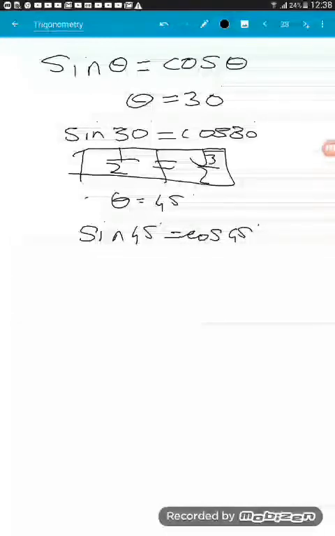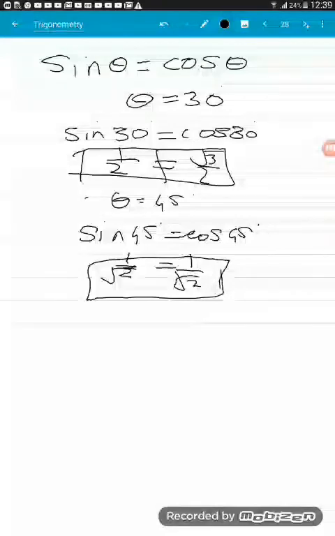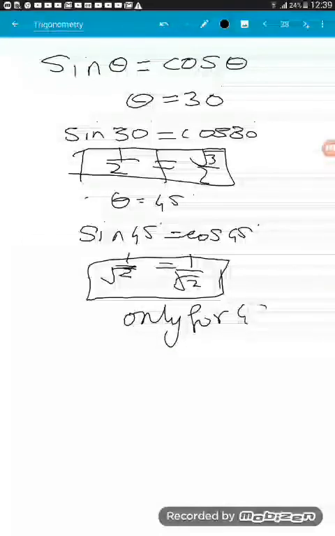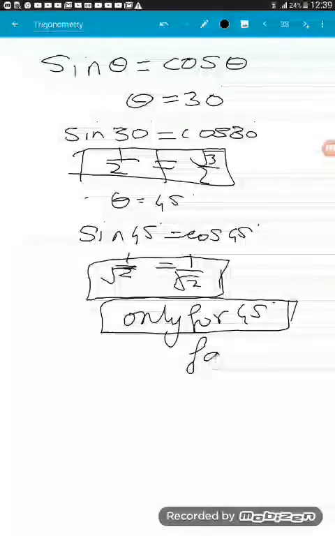But only one angle is equal, that is theta equal to 45 degree. For example, sin 45 degree equals cos 45 degree, because both are 1 by root 2. Therefore sin theta equal to cos theta is not true for all angles, only for 45 degree. Therefore the statement is false.